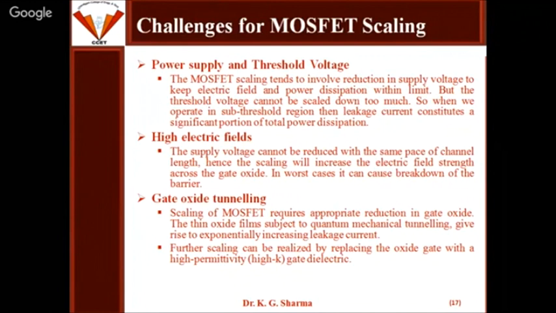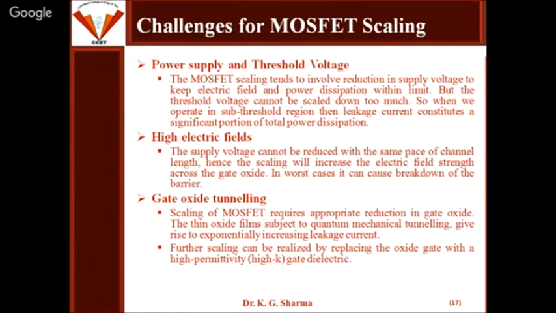Next point is high electric field. The supply voltage cannot be reduced at the same pace as the channel length. So hence the scaling will increase the electric field strength. You can just imagine that if the channel length is reduced, the distance between the source and drain region is reduced, and if you apply the voltage VDD, suppose VDS and VGS voltages, what will happen? It means the electric field strength in the region will increase. So this may change the value of I off. So I off will change.